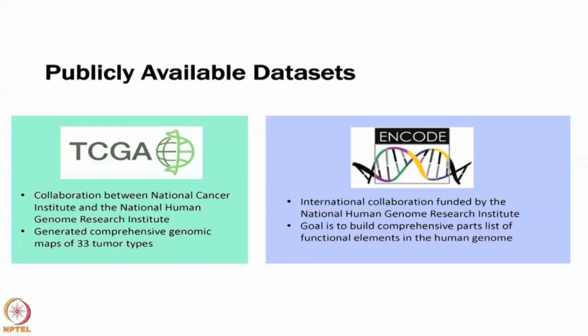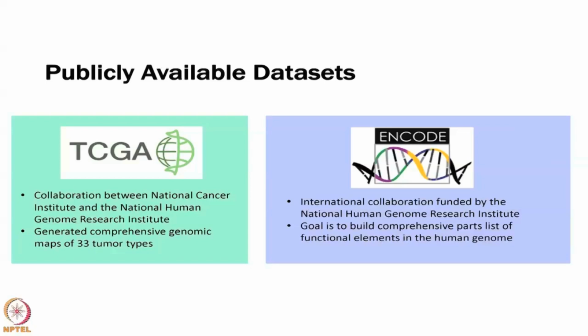Okay. So the last thing I wanted to touch on was these publicly available data sets. The first is the TCGA. Has anyone heard of the TCGA? Some people. You're going to hear a lot about it this week. The TCGA is a collaboration between the National Cancer Institute and the National Human Genome Research Institute, and what they have done is generate genomic maps of 33 tumor types.